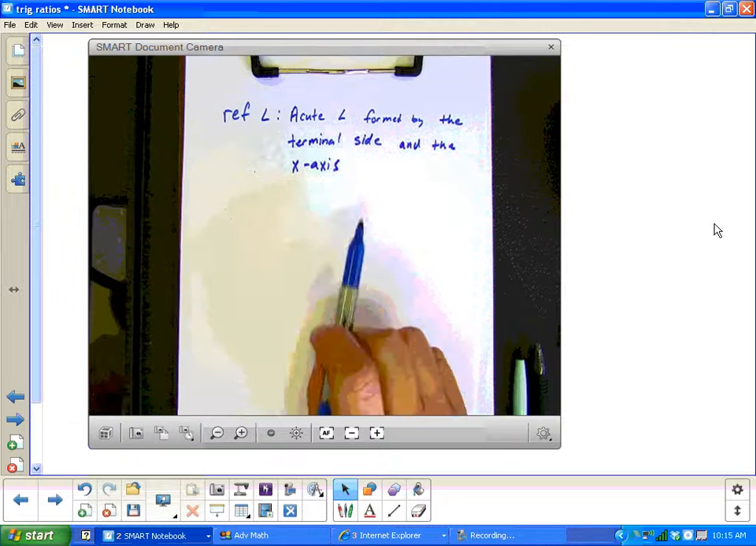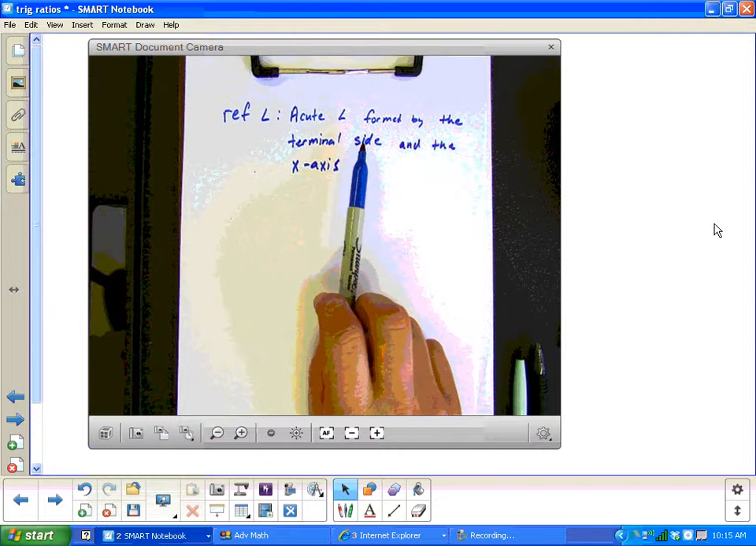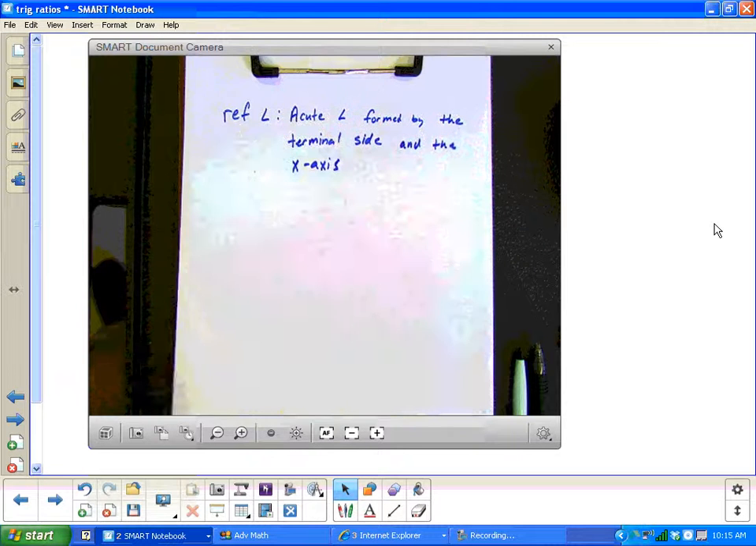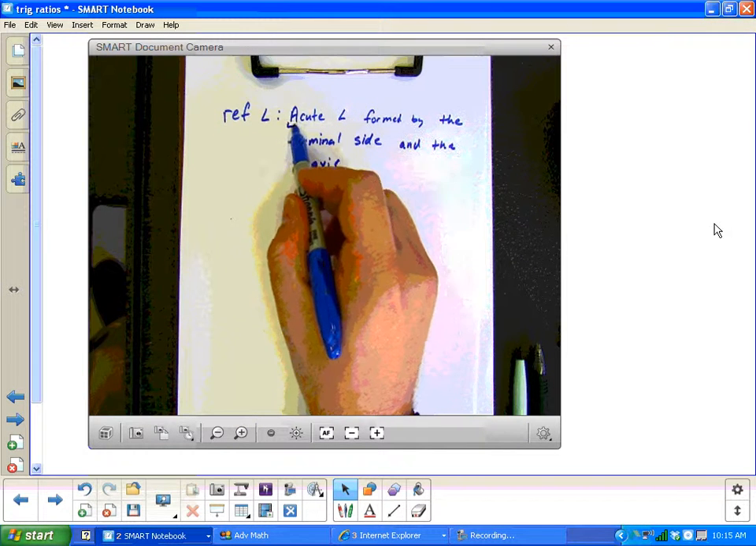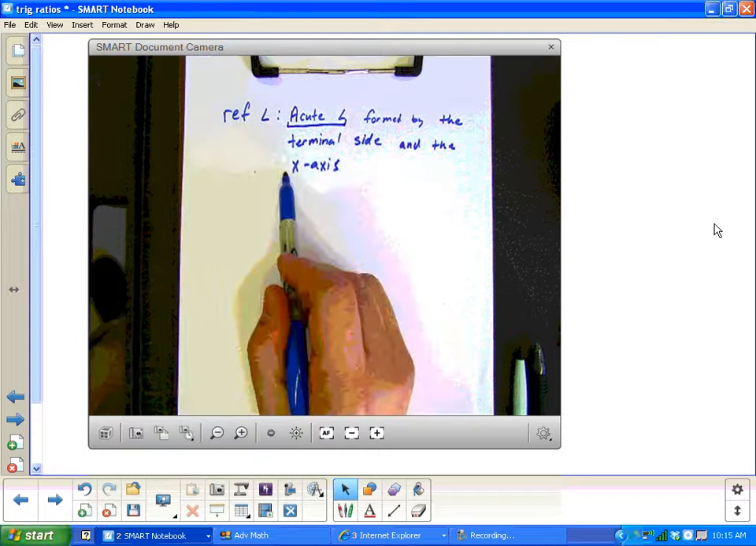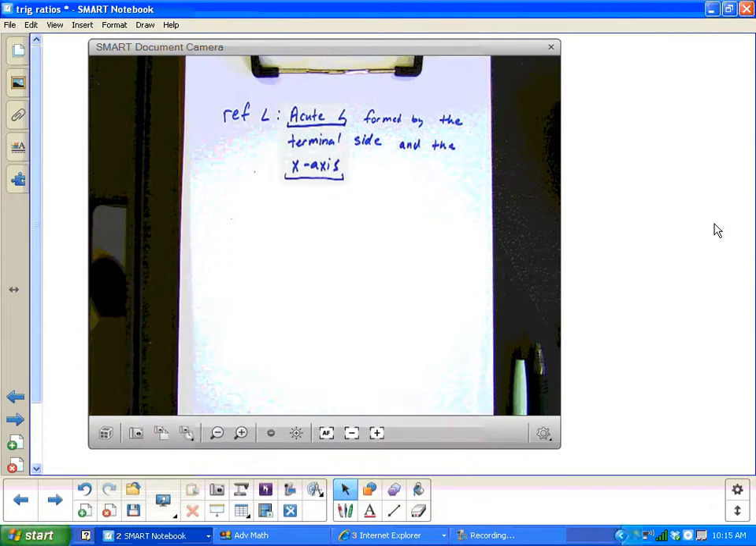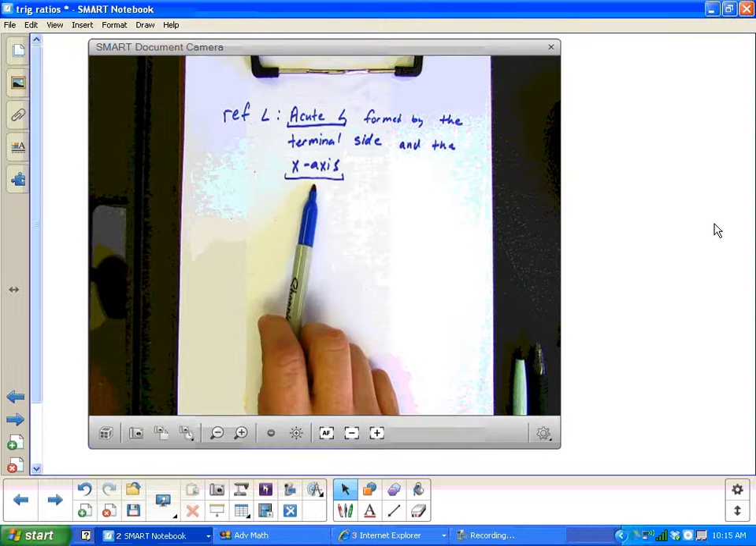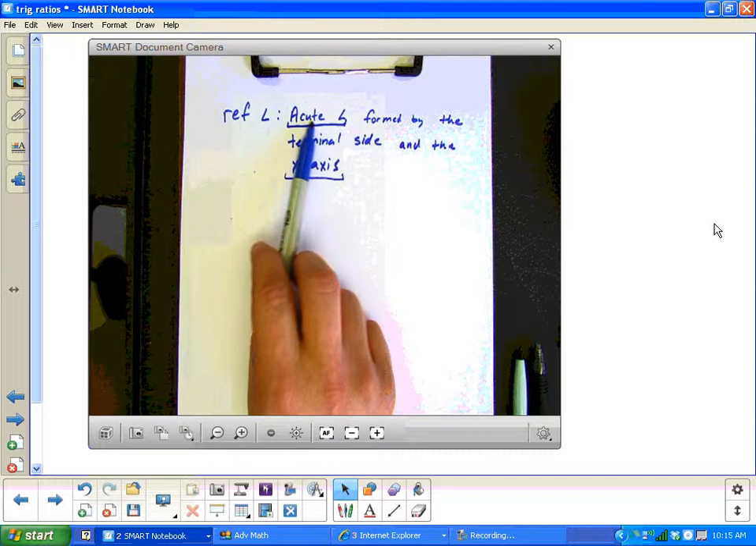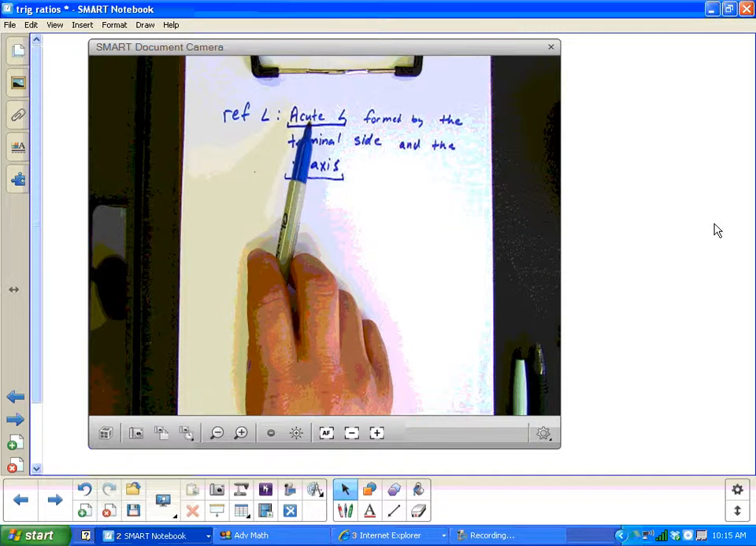So here's the thing. We're not necessarily looking at the initial side and the terminal side. We're looking at the x-axis and the terminal side. So the two things to really highlight here are these: it has to be an acute angle, and it has to be formed with the x-axis. Those two things. So it's not necessarily the positive x-axis, is it? And it being an acute angle means it has to measure less than 90.